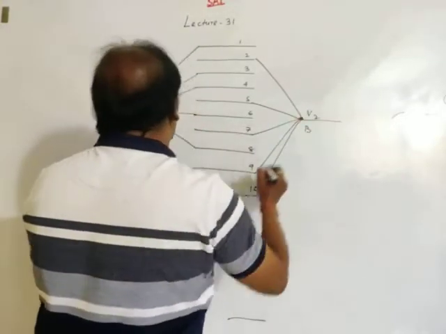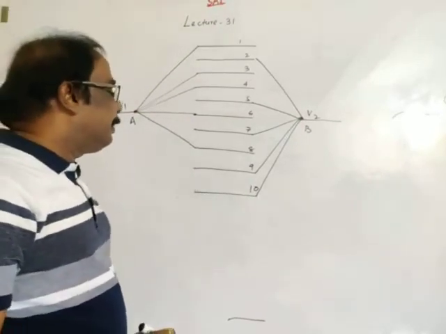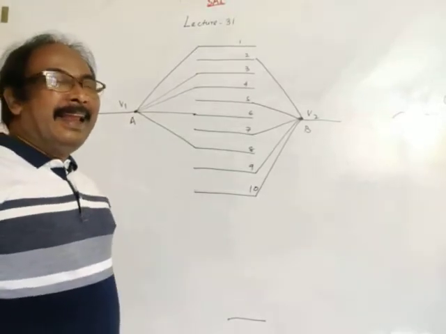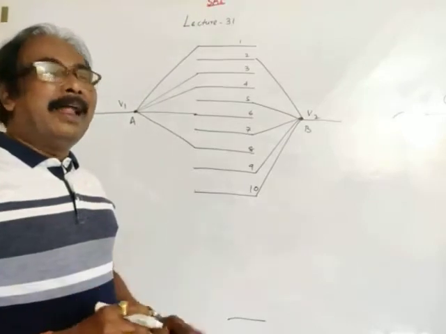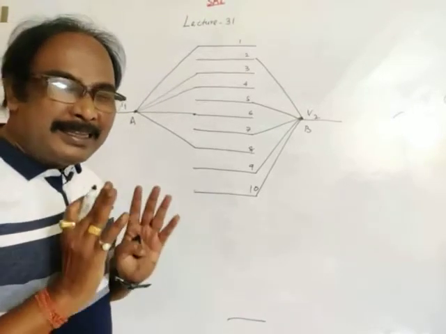B is at V2. A is at potential V1. Then we have to find the equivalent capacitance between A and B. Looks complex, but numerically it is very easy, and the easiest way is to apply the potential method.